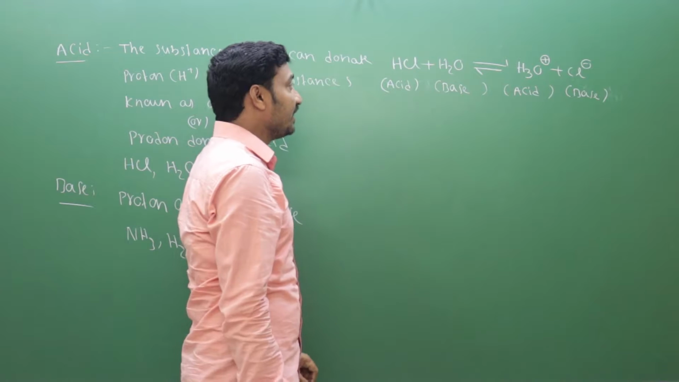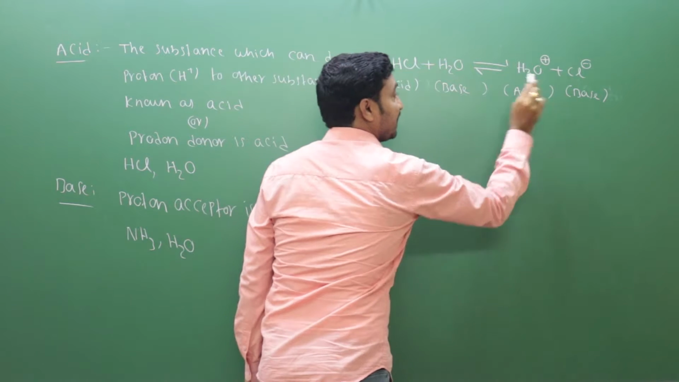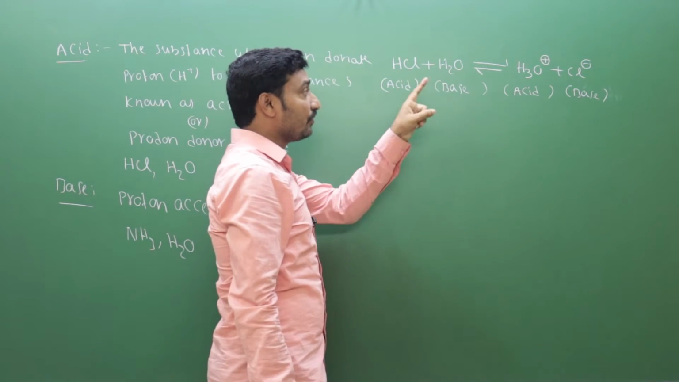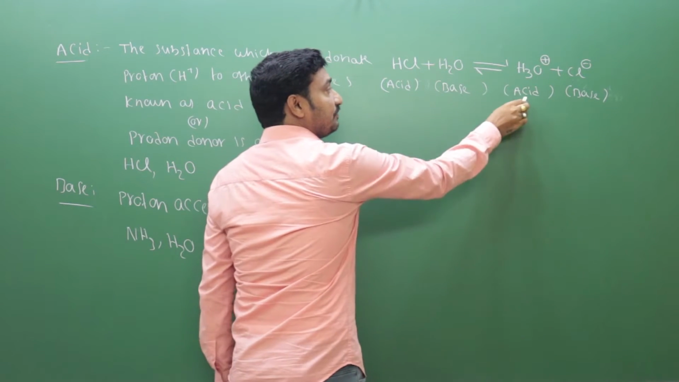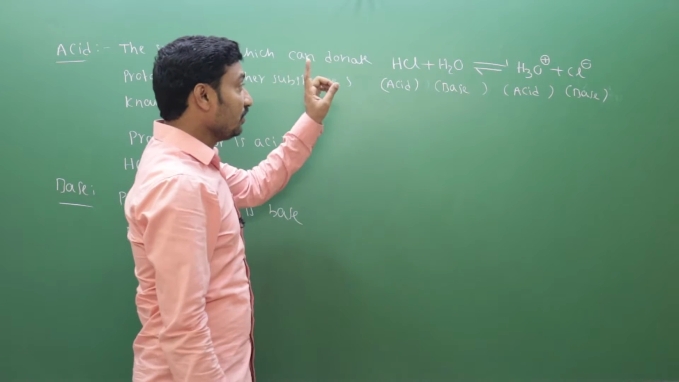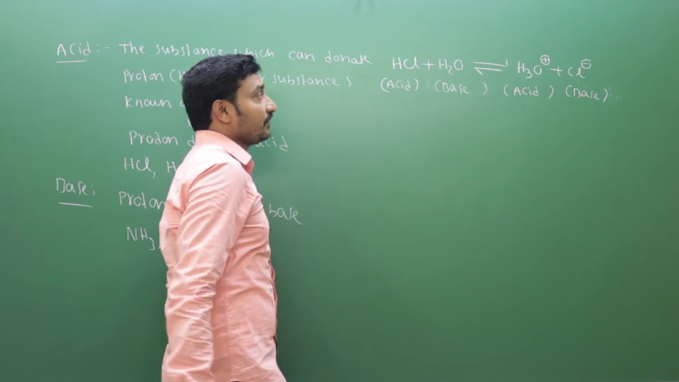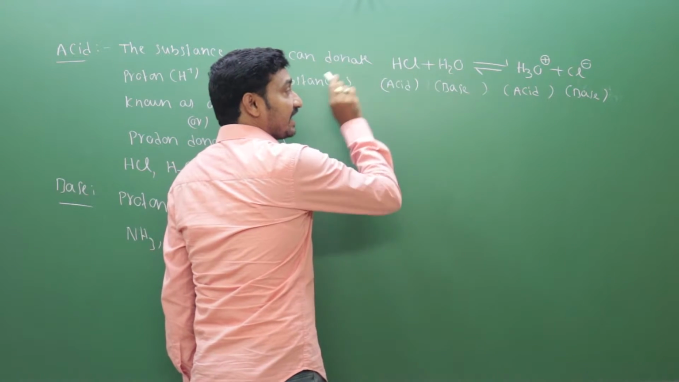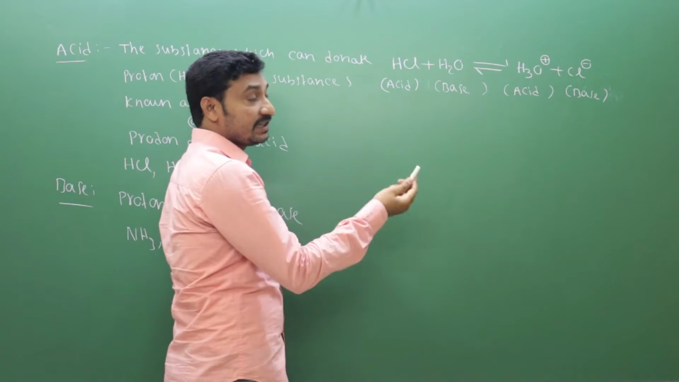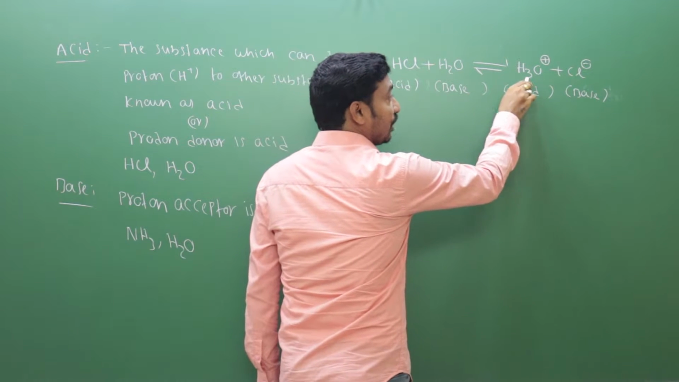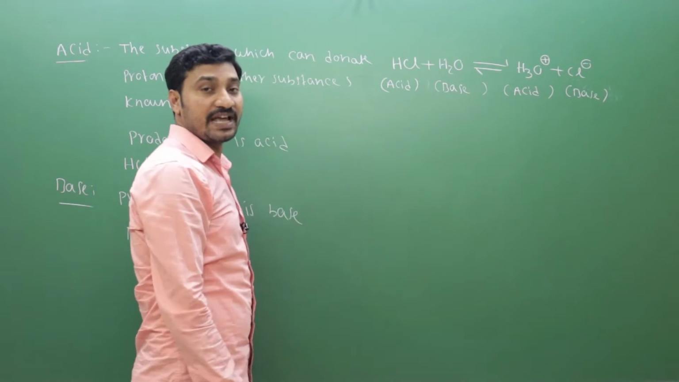Okay, now here HCl and Cl minus are an acid-base pair, right? Bronsted-Lowry acid-base pair. H2O and H3O plus are an acid-base pair, right? So finally, in the forward reaction, HCl donates a proton, that's why it acts as an acid. H2O accepts a proton, that's why it acts as a base. In the reverse reaction, H3O plus donates a proton and acts as an acid. Cl minus accepts a proton, that's why it acts as a base.